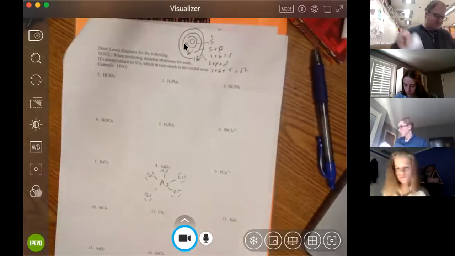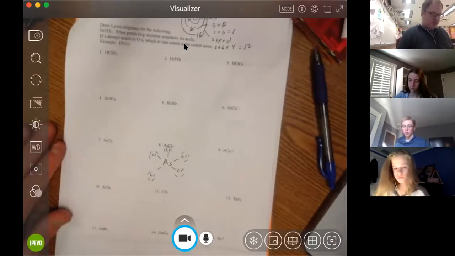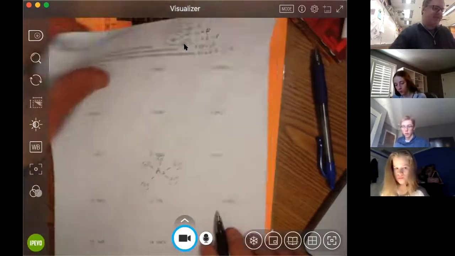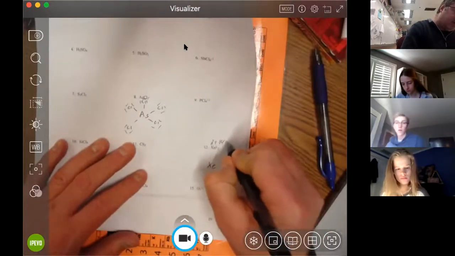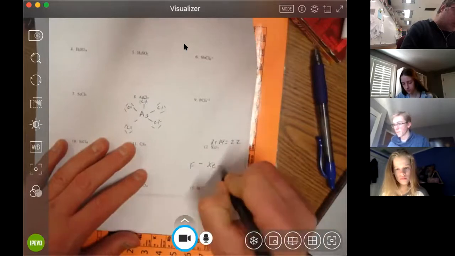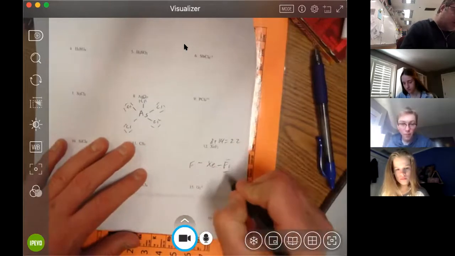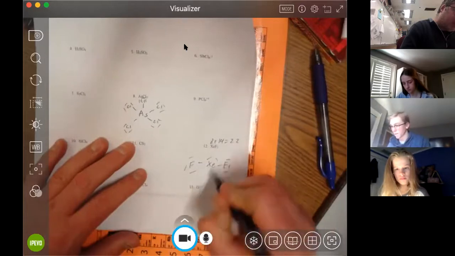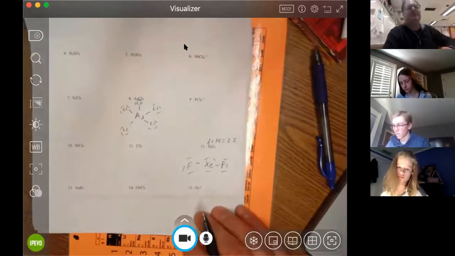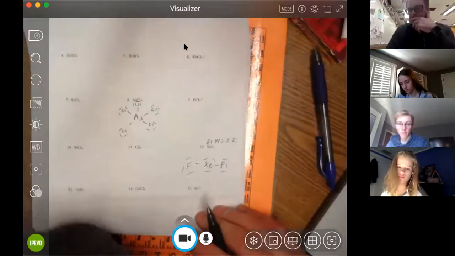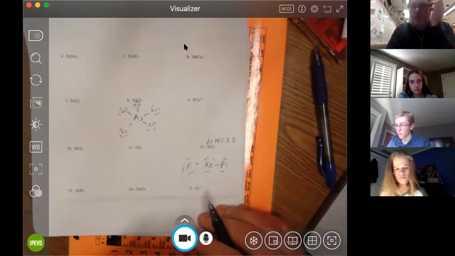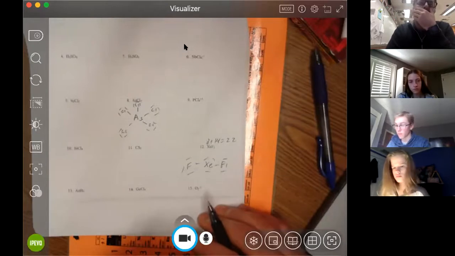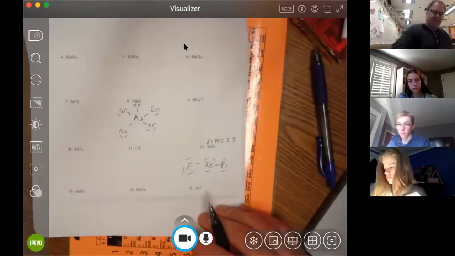Any more exciting ones on this side? Let's try this one. XeF2. Xe in the middle again. That's 8 plus 14, which equals 22. 2, 4, 6, 8, 10, 12, 14, 16, 18, 20, 22. What shape do we have there? Linear. Good. Linear.